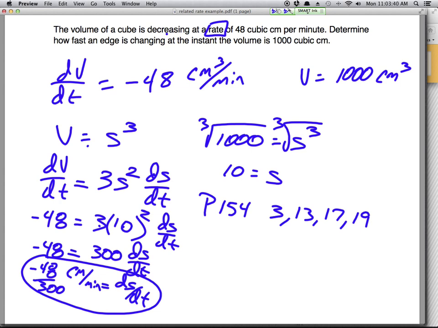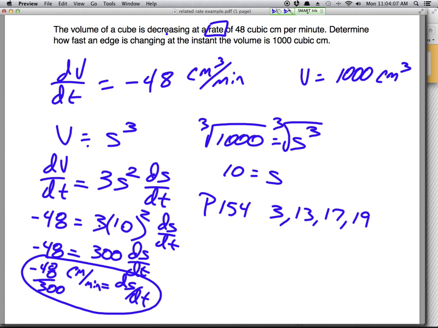On 13, read through 13 real quick and tell me what equation we need. Area of a circle. We need the area of a circle, so what's the area of a circle? Pi r squared, so you should know that. 17 says the volume of a spherical balloon, so what formula do I need? The volume of a sphere. Volume of a sphere, what was that? 4/3 pi r cubed. Make sure you have that written down.